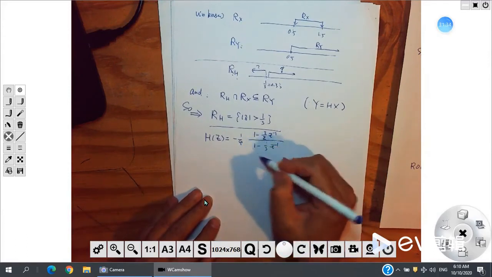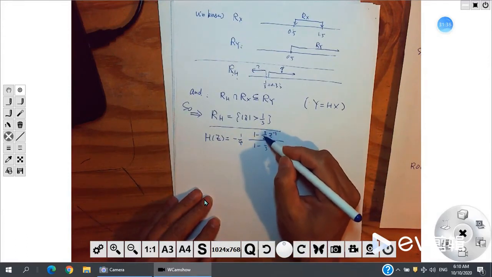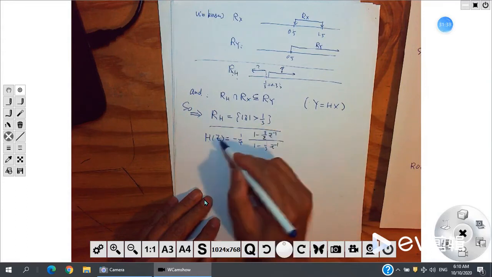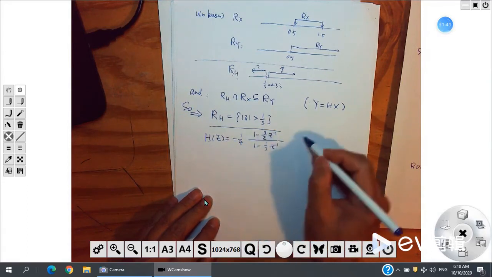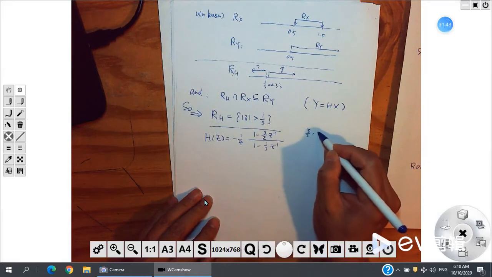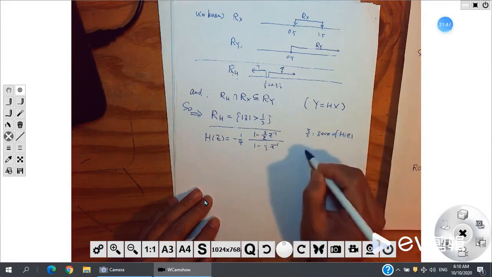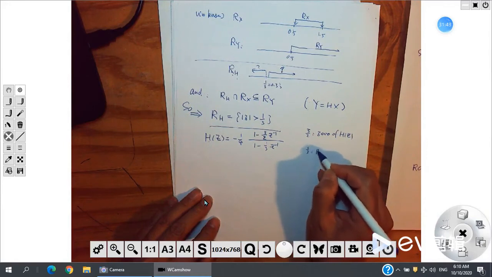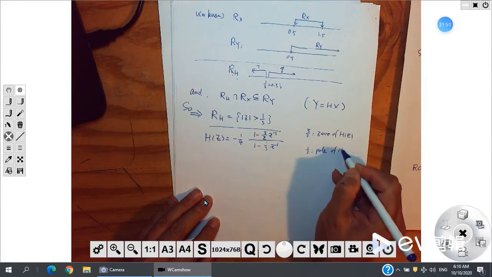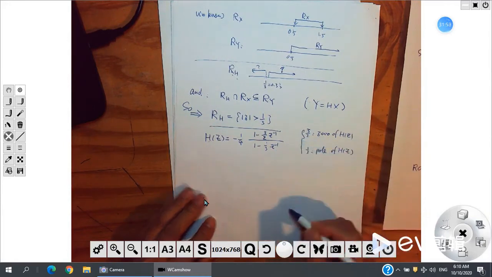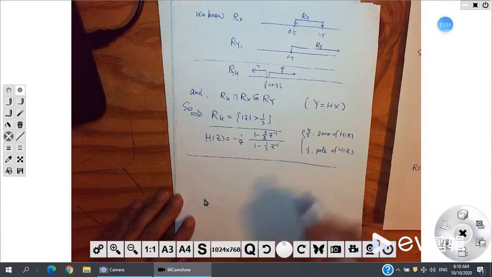Actually, for this kind of thing, we also call this 3/2 a zero of H of Z. And this is the pole. This is 0, a zero of H. And 1/3 is a pole of H. Alright, this is the first question.